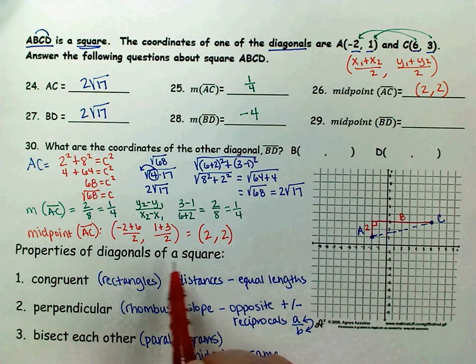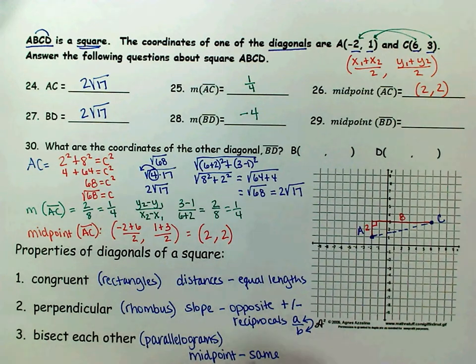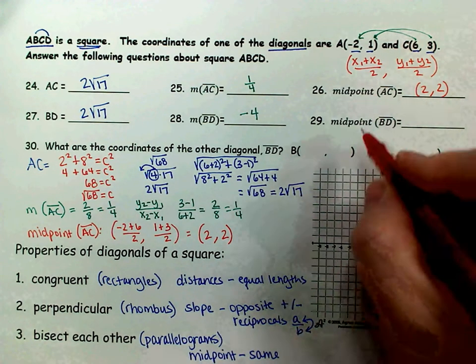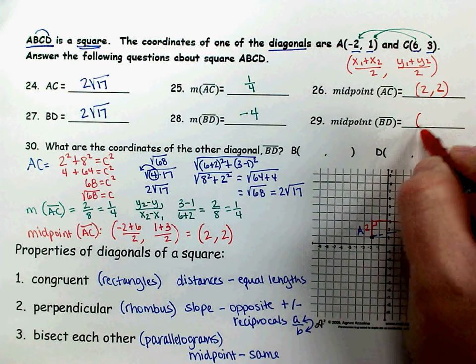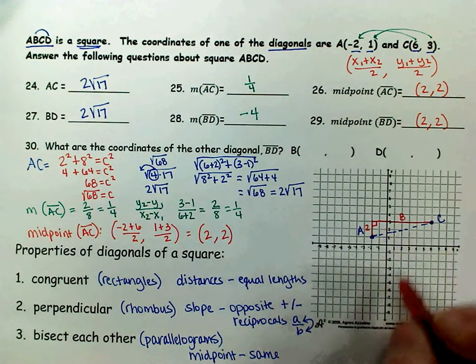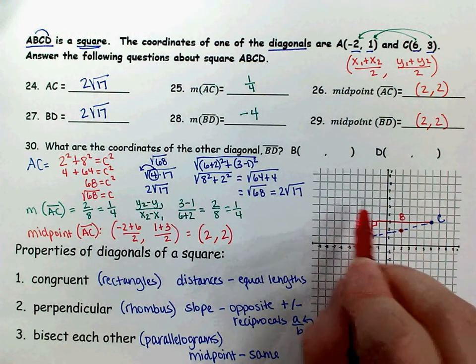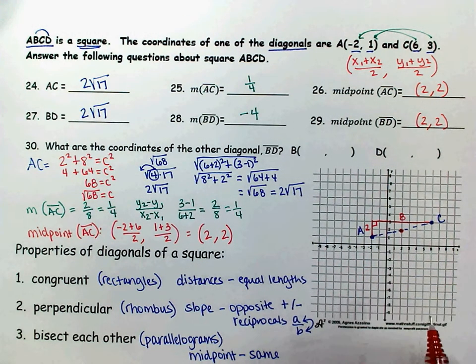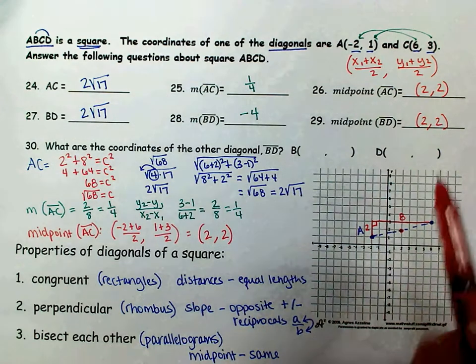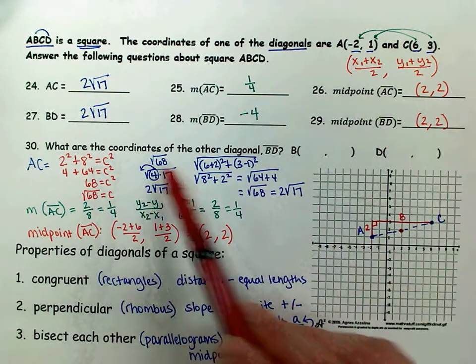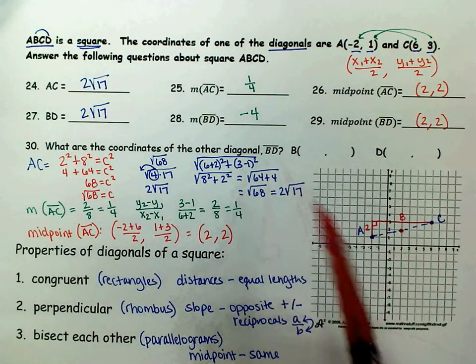Since the diagonals bisect each other, remember that means they have the same midpoint. So the midpoint of the other diagonal will also be the point (2, 2). So this point right here is the midpoint of AC, and it's also the midpoint of BD, wherever B and D are. So after getting all of this information, we're ready to find the coordinates of your other diagonal.